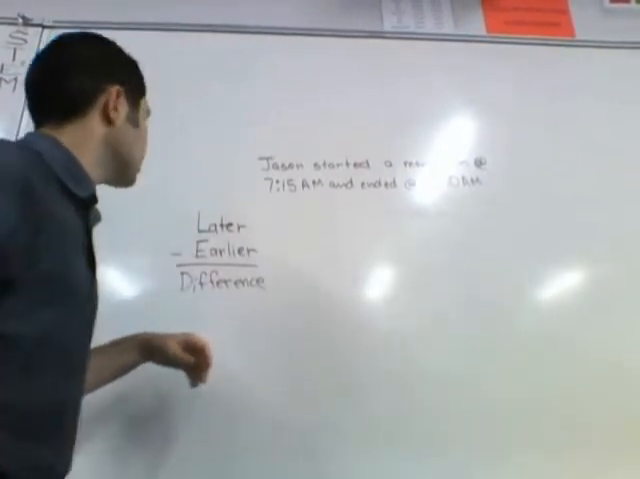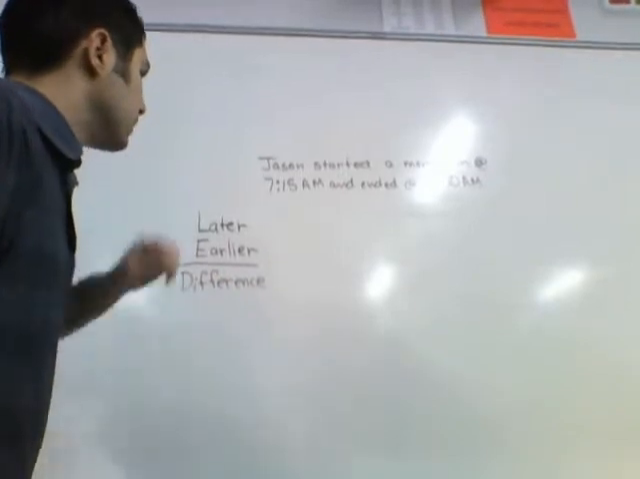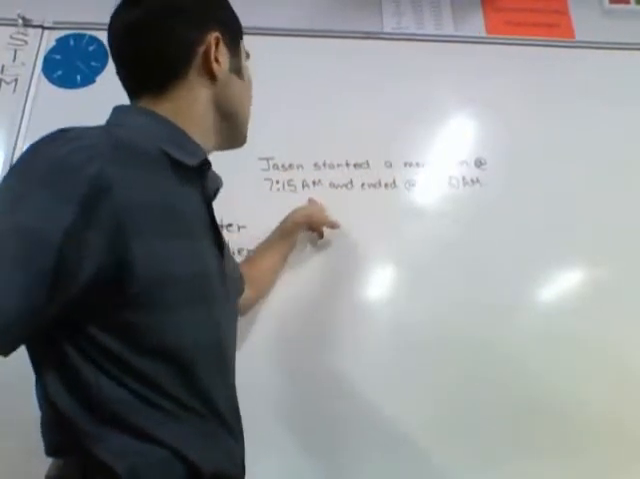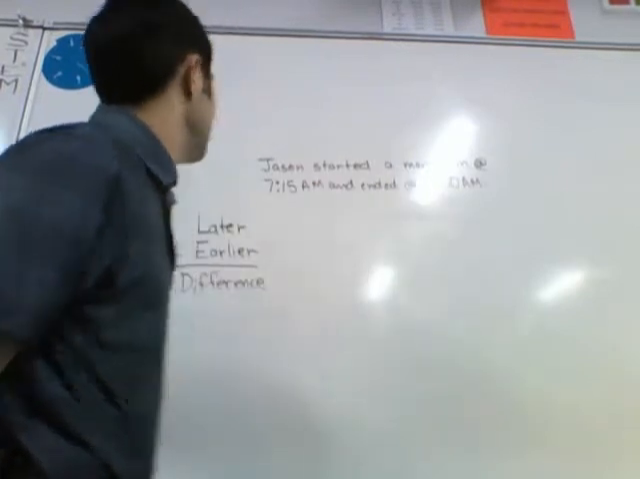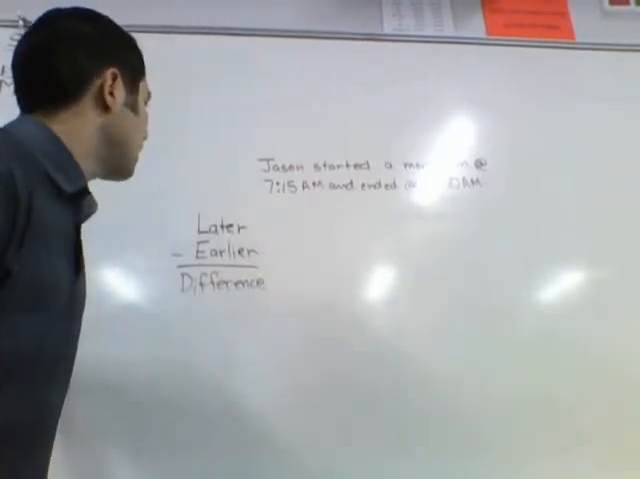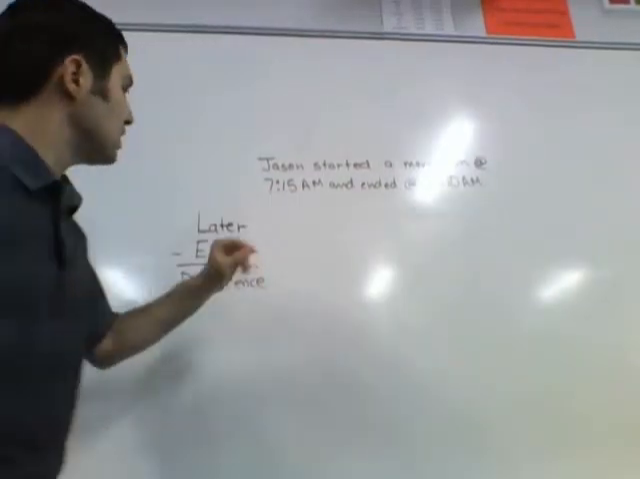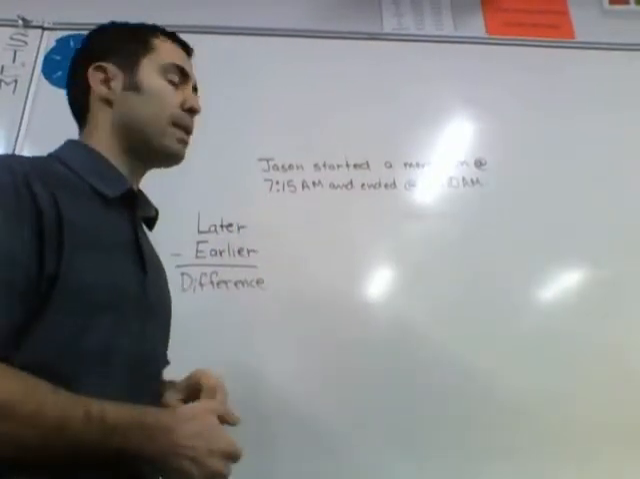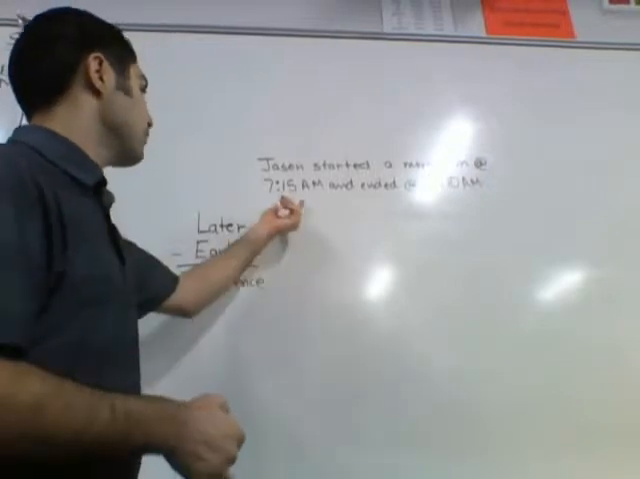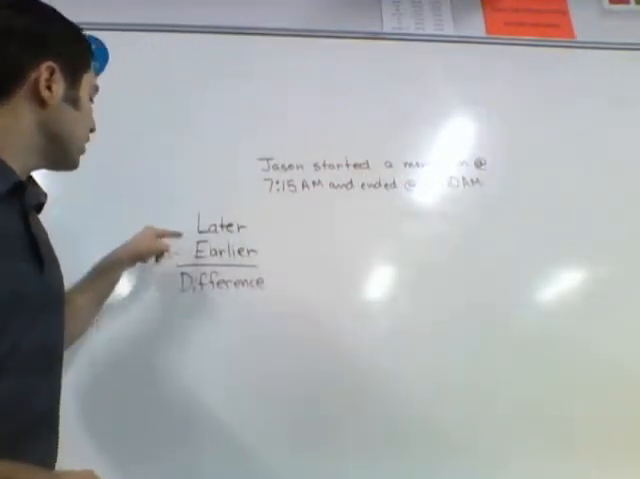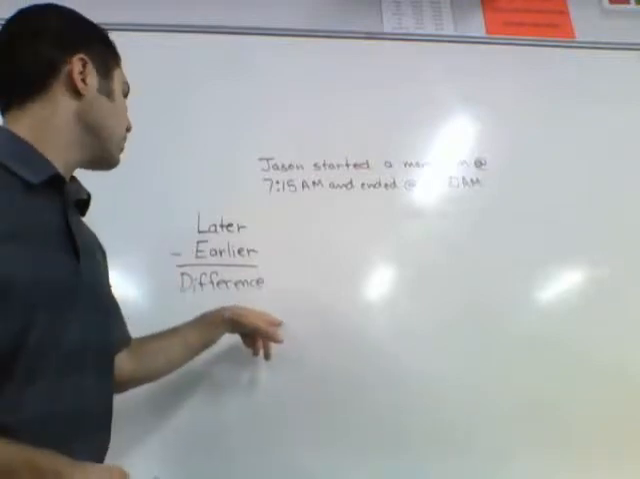Alright, so in elapsed time, you'll have a problem like this. Jason started a marathon at 7:15 a.m. and ended at 11:10 a.m. There's two numbers, and there's an equation that will help us find out how much time has elapsed from 7:15 a.m. to 11:10 a.m. So we have later, earlier, and then the difference between the two.